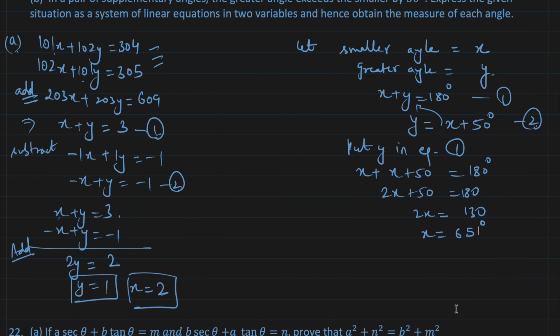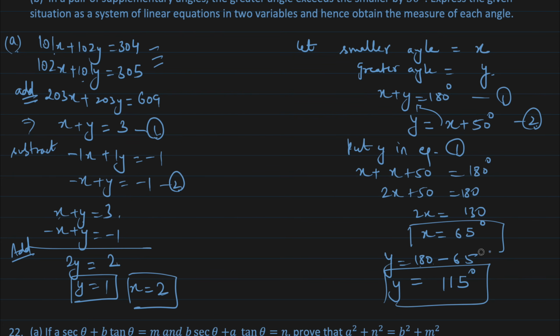Okay. So what will be the value of the other angle? The other angle will come out to be 180 minus 65. So you subtract 10 minus 5, 5. And 7 minus 6 is 1, 1, right? So y comes out to be this, x comes out to be this. So this was the OR part that I have solved.